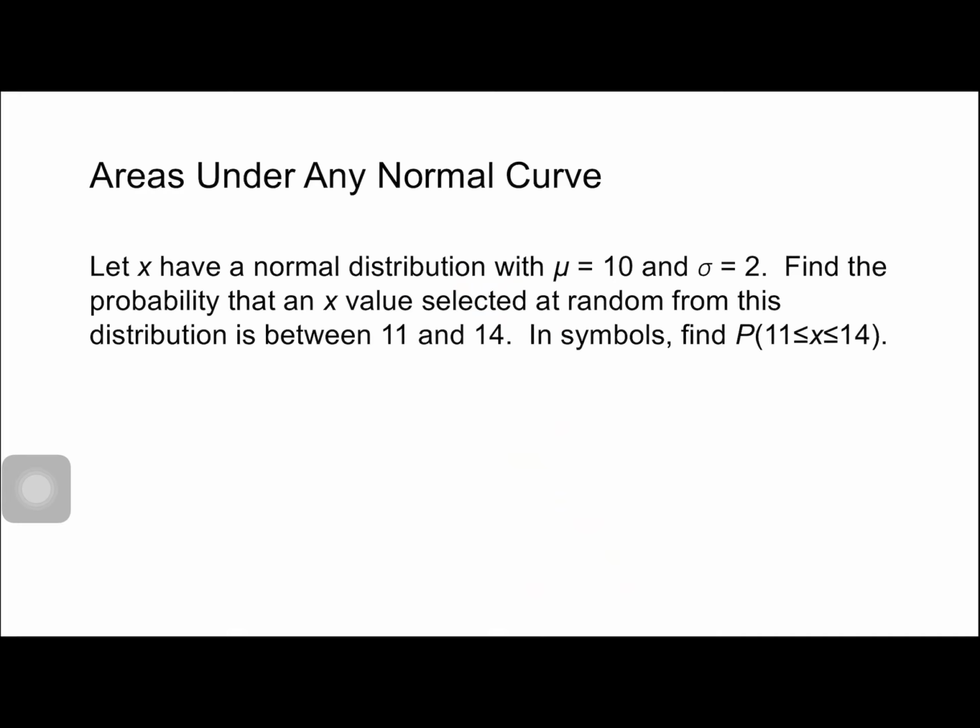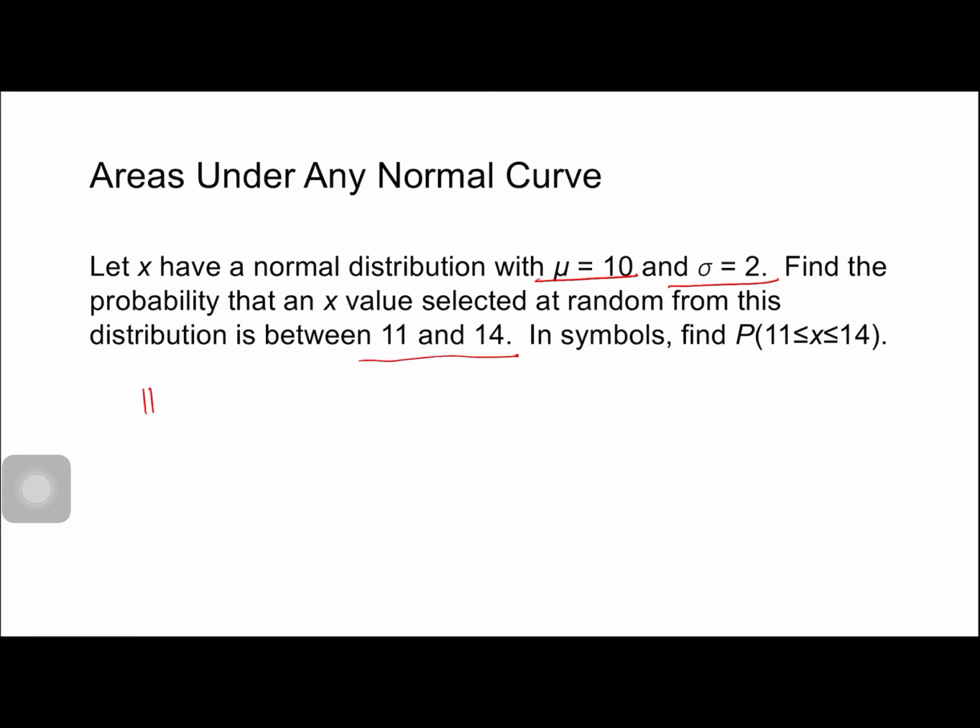Okay. So let X have a normal distribution with mu of 10 and sigma of 2. Find the probability that an X value selected at random from this distribution is between 11 and 14. So in symbols, find P of 11 is less than or equal to X is less than or equal to 14. So since we are given our raw score, then we need to convert it first to Z-score and then find the area.